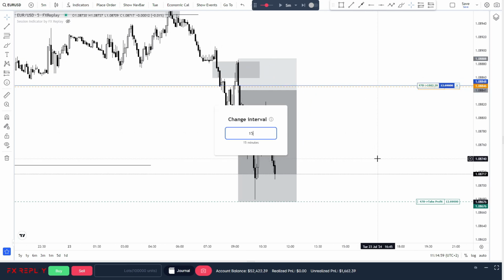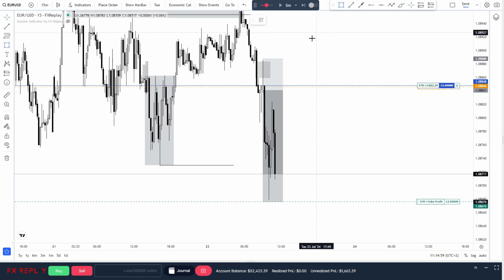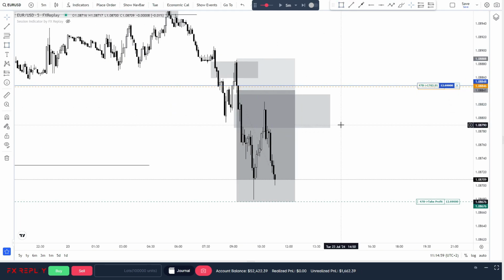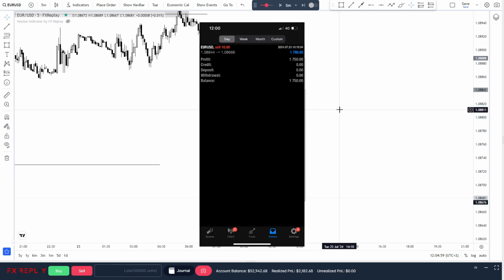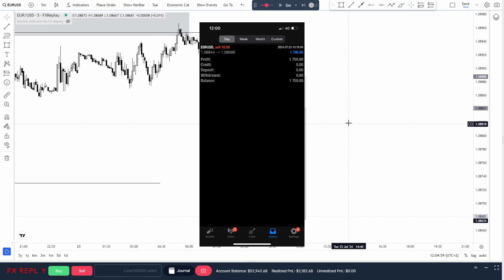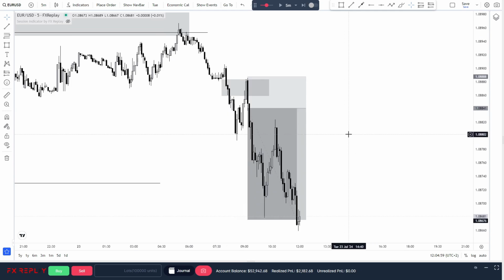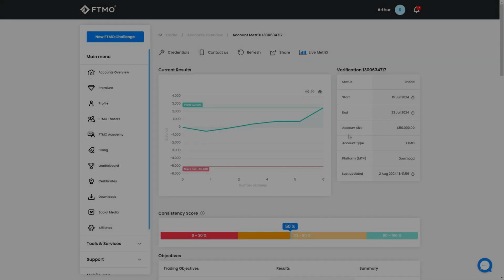Boom, came a little bit higher. I believe it was, yeah, right into that 15-minute fair value gap there. Then it continued to sell off, hitting TP and passing my 50K FTMO account. So let's just hop straight into the FTMO dashboard and see what my stats were.